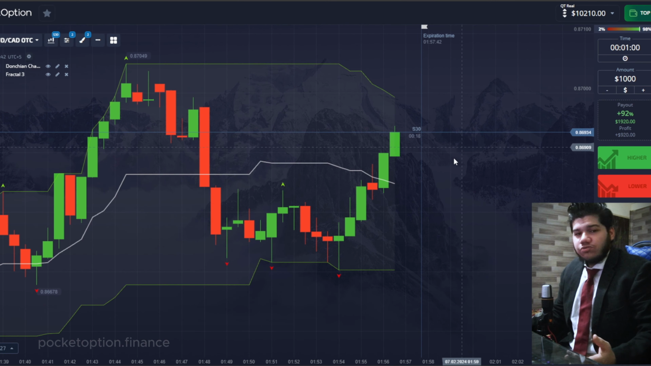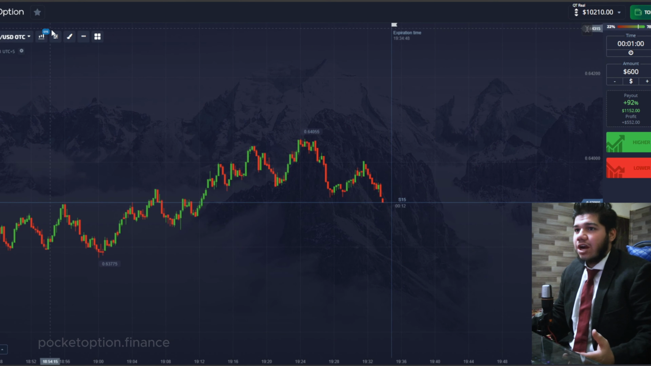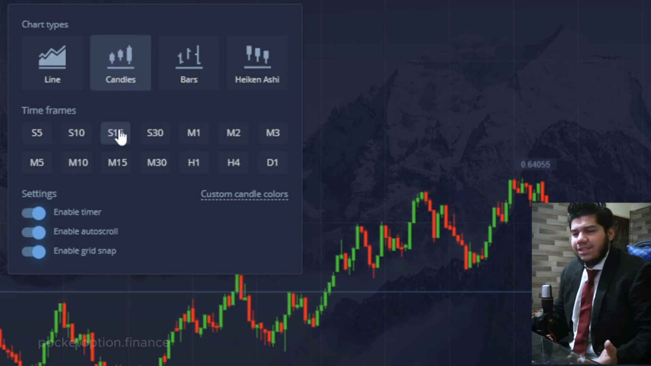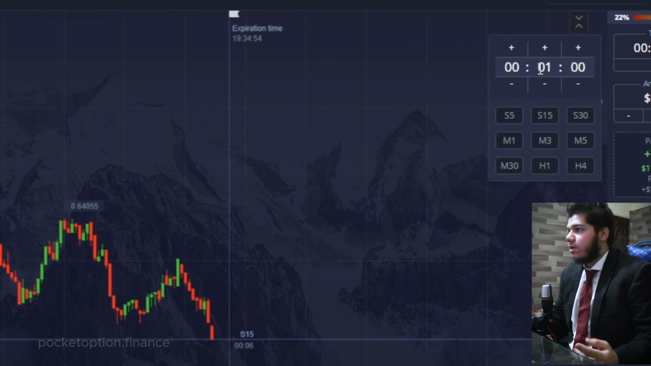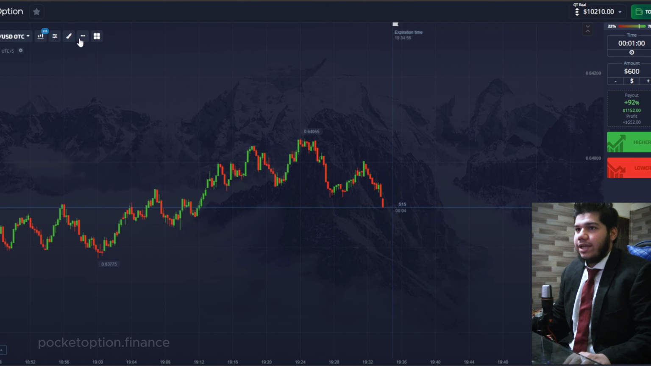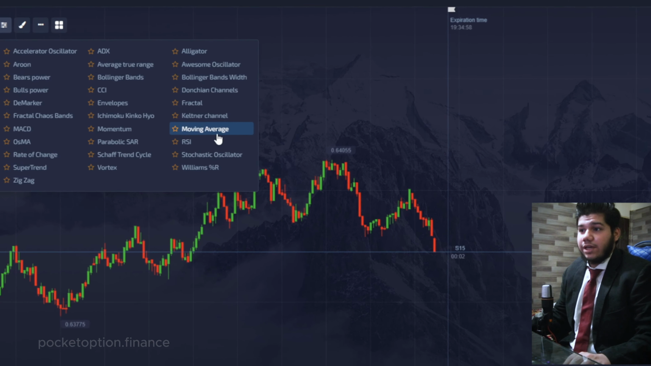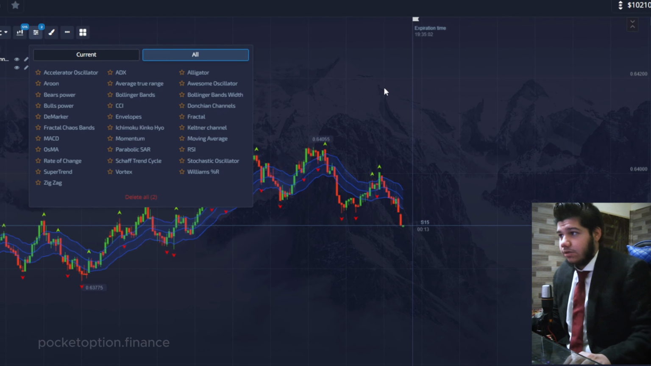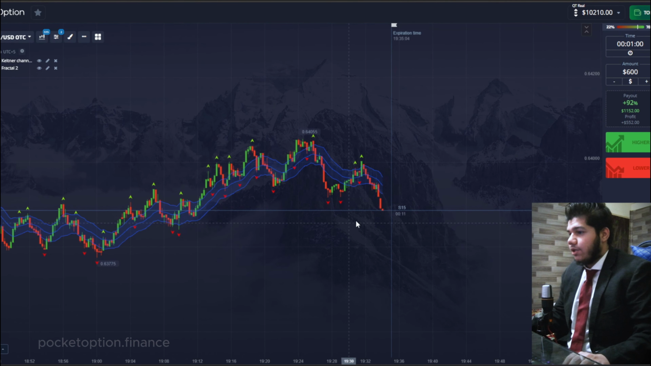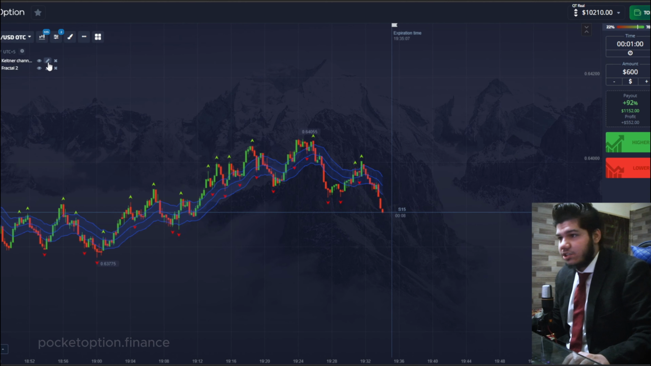For this trading strategy we're going to be using the chart timing of 15 seconds, and the time frame for trading will be 1 minute. For the indicators we're going to be using two: the Keltner channel and the second will be our fractal. Let me tell you the parameters of the Keltner channel.